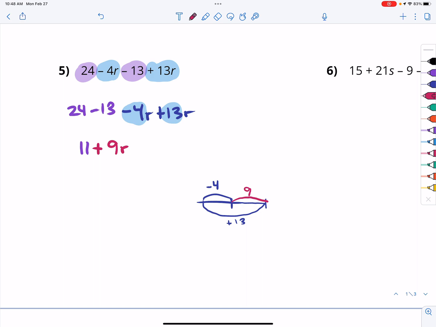So our overall change, you could think of this in terms of weight, maybe? Like you lost 4 pounds, and then you gained 13. And so your overall, even though you lost 4, you gained 13, is a gain of 9. And so that's how we show that with addition there.